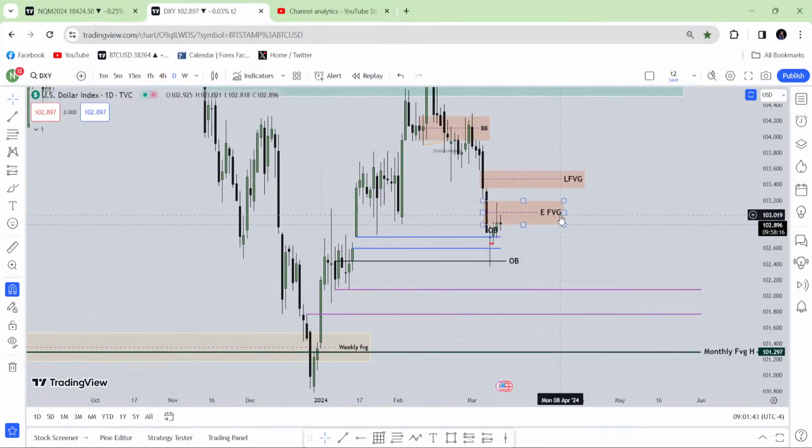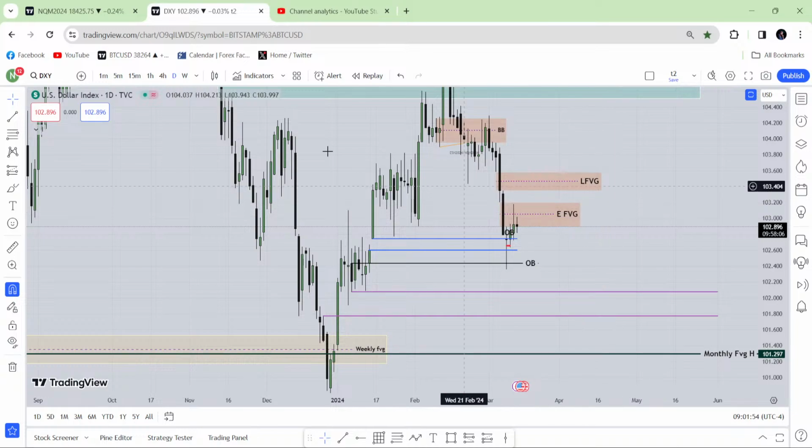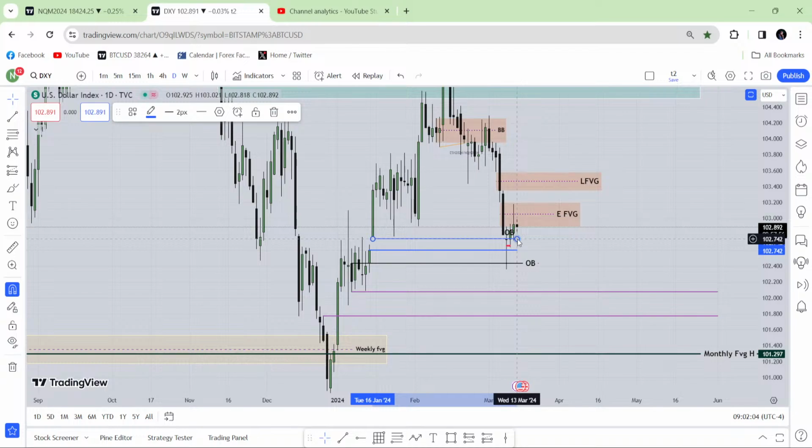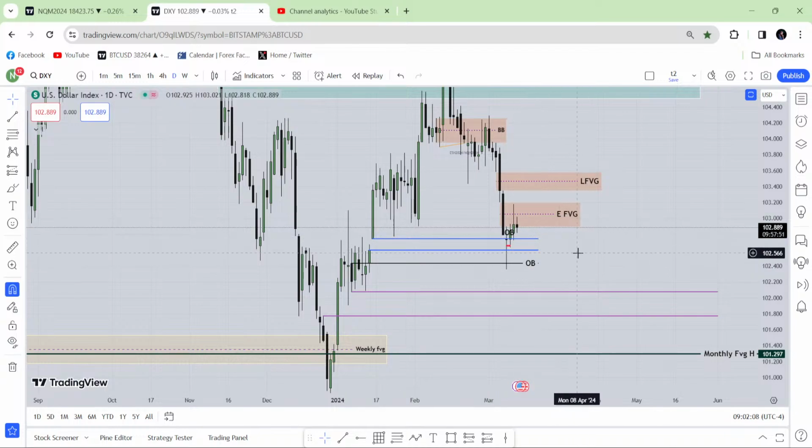Over here, it has traded this entry fair value gap from the daily chart. I have this last fair value gap. I would love to see the market come at least to that last fair value gap. That's my expectation, okay? So it will go toward that. I'm bullish for dollar index, but if the market starts to fall and breaks this volume imbalance, then I will change my bias.